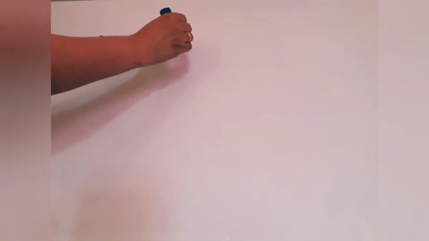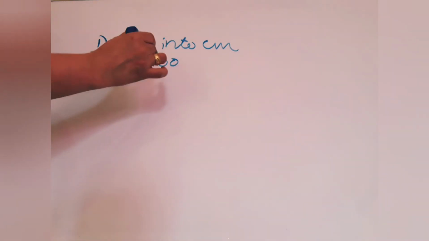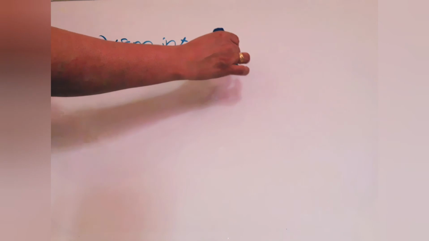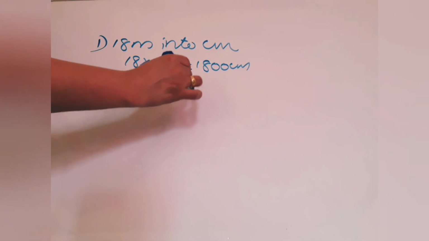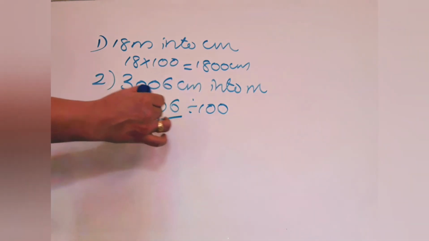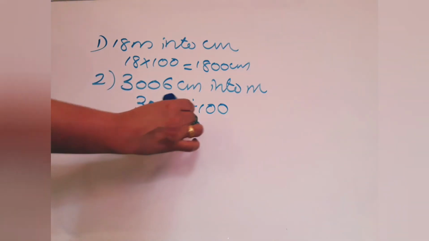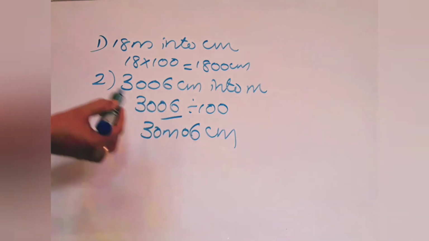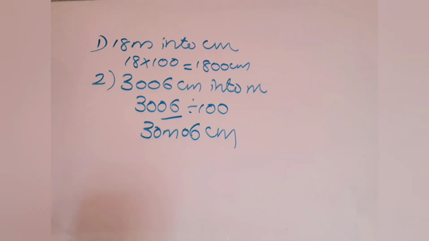This is 18 meter into centimeter. Okay, so how to do? 18 into 100, big to small multiply. 1800 centimeter. Second question, if you get 3006 centimeter into meter. So you have to do 3006 divided by 100, because small to big is division by 100; 1 meter is 100 centimeter. So 30 meter 6 centimeter is the answer. 6 centimeter also you can write. Now it is very simple, no?